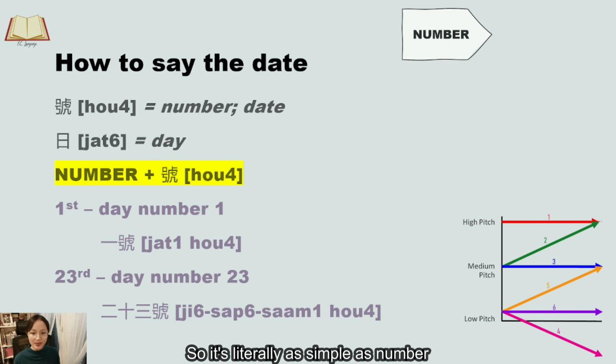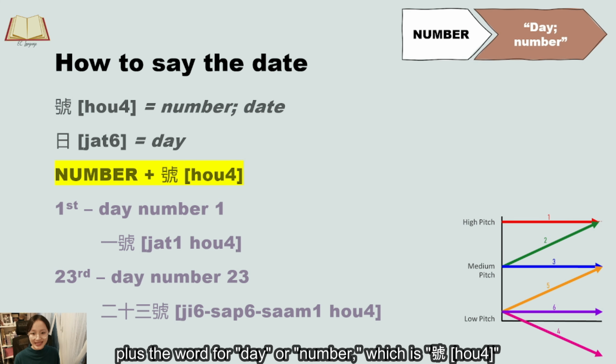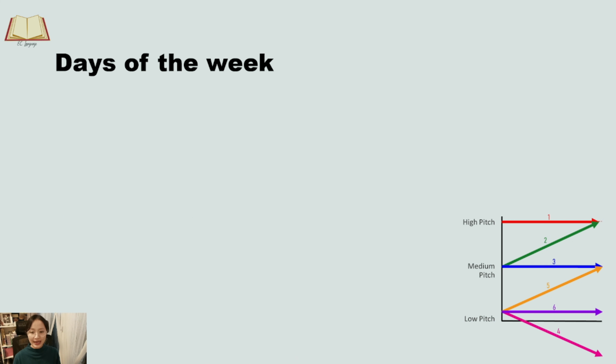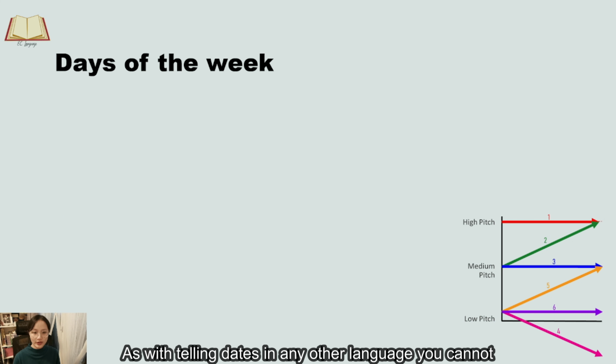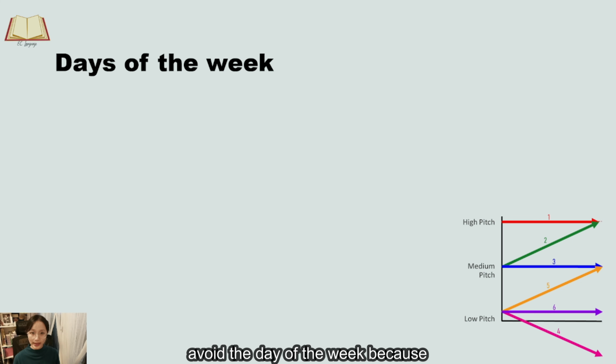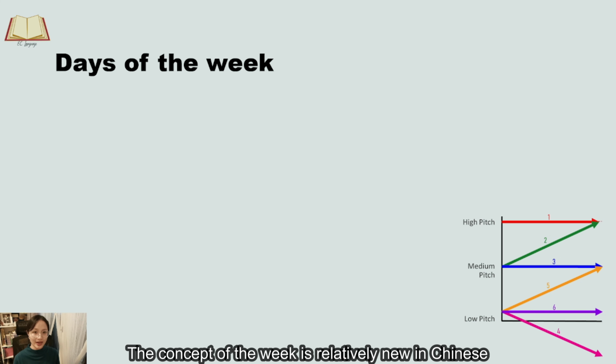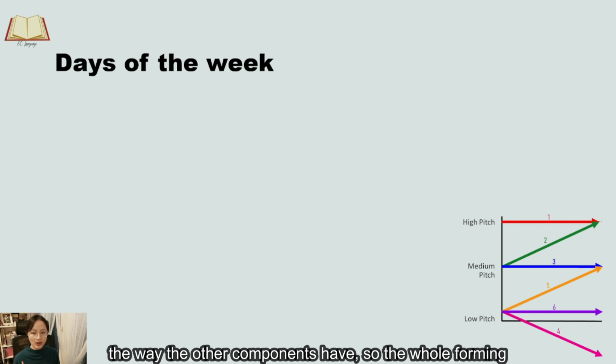So it's literally just as simple as number plus the word for day or number, which is 號. As with telling dates in every other language, you cannot avoid the day of the week because it is equally essential in the context of dates. The concept of a week is relatively new in Chinese culture, so it doesn't have ancient roots the way the other components have. So the rule for forming the day of the week is a little bit different.